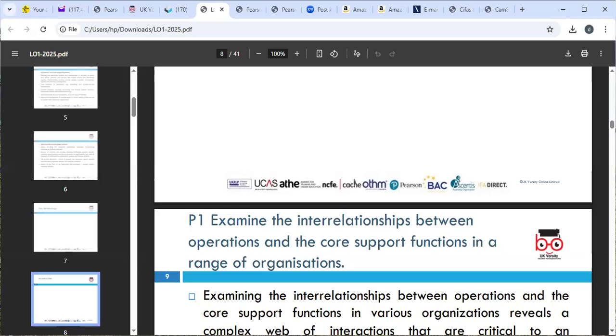Examine the interrelationship between operations and core support functions in a range of organizations.